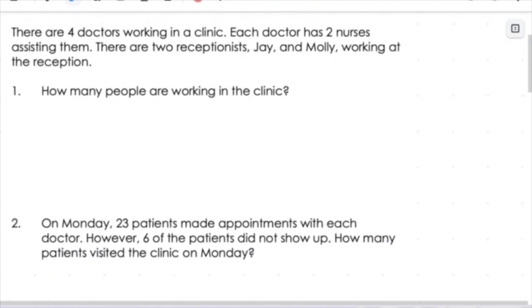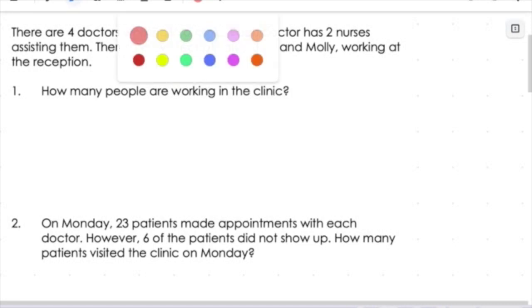Now, I've got this top one here, and we're going to break this down and look at how we can go about solving this. So there are 4 doctors working in a clinic. Each doctor has 2 nurses assisting them. There are 2 receptionists, Jay and Molly, working at the reception. Now, question 1 asks us how many people are working in the clinic. So how many people in total are working here?